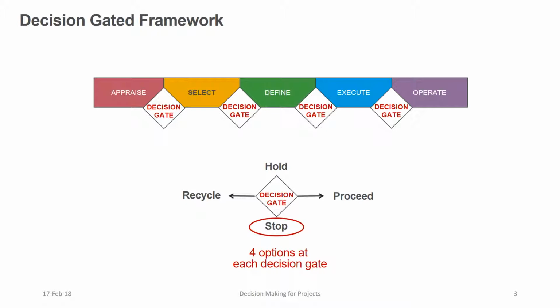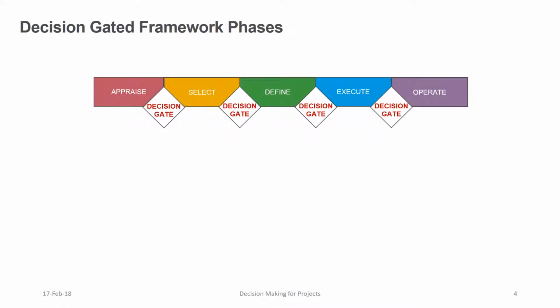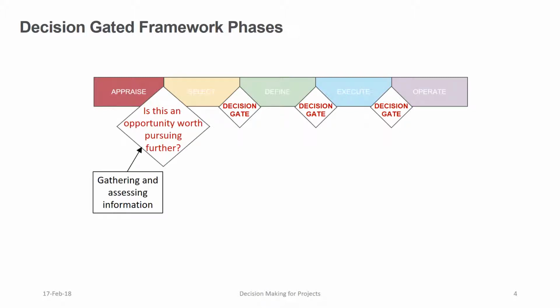One of the reasons for the decision-gated framework is to stop projects early on if they are not going to add value. This framework allows you to assess at the end of each phase whether you should be continuing or not. The first phase of the decision-gated framework is the appraise phase. In this, you're gathering information about the opportunity to determine whether this is an opportunity worth pursuing further.